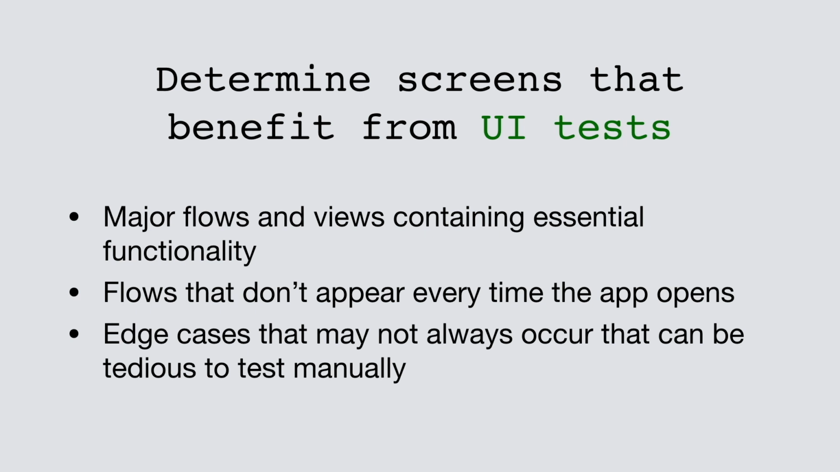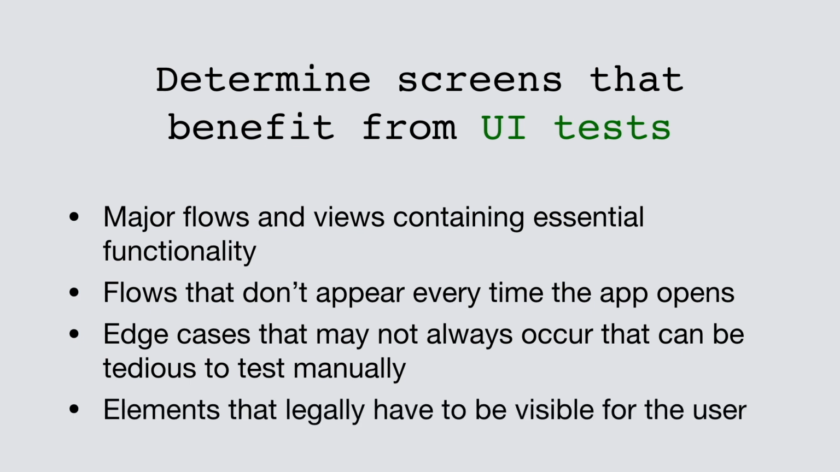Another thing that we want to look for are edge cases that might not always occur. So we might have a login flow, and we might have a token, so the user doesn't always have to log in. But if this token expires, we will display an error message. And this is, again, very hard for us to test manually because we have to actually rely on having an expired token. And this is something that UI tests can help us with.